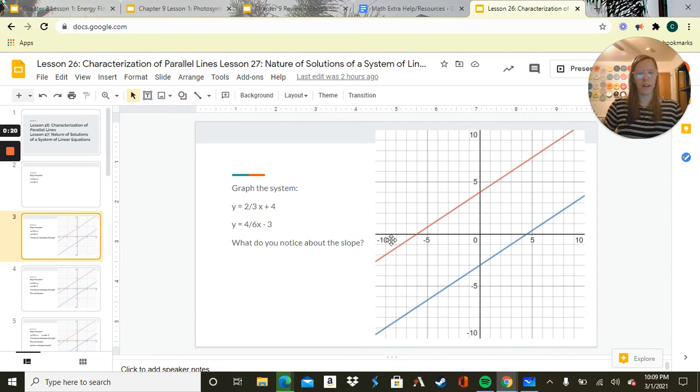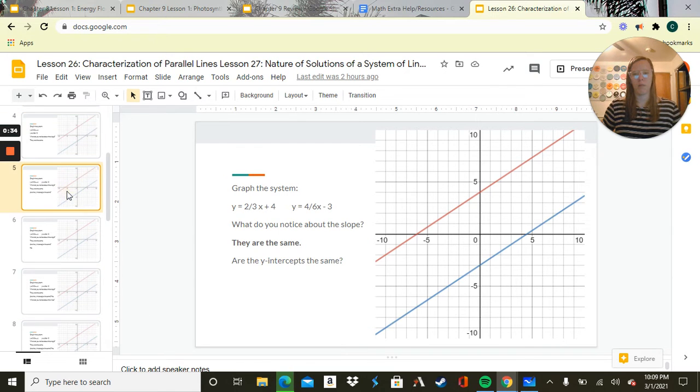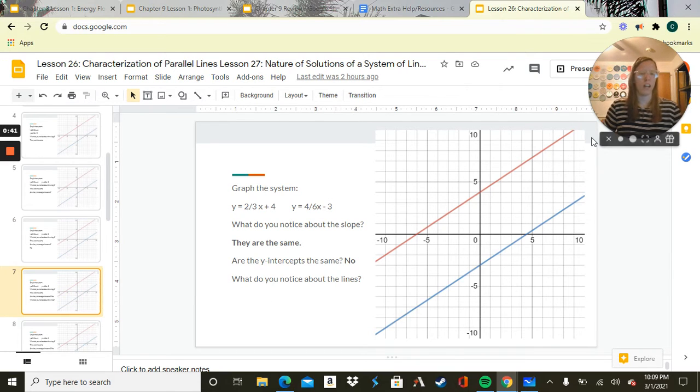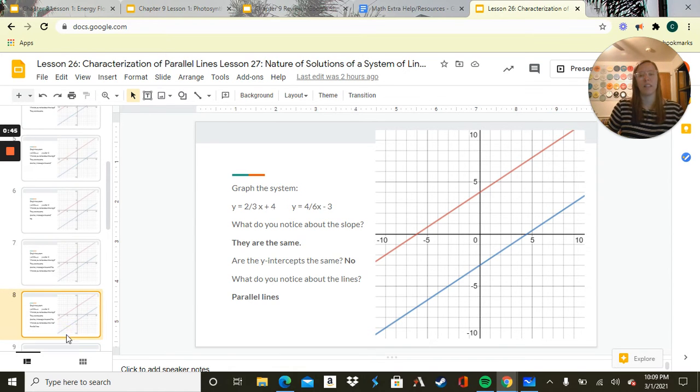So there it is. y equals 2/3 x plus 4, and y equals 4/6 x minus 3. So what do you notice about the slope? Well, if you simplify 4/6, it's going to be 2/3. So they're the same. Okay, what about the y-intercepts? Are those the same? No, they're different. Okay, so what do you notice about the lines? Well, if you didn't notice already because of the title of the lesson, they're parallel lines.